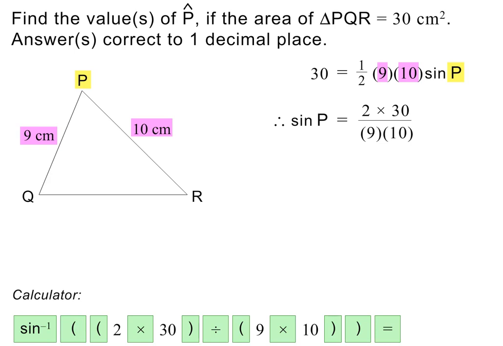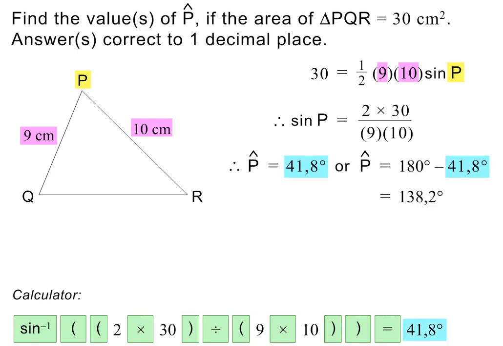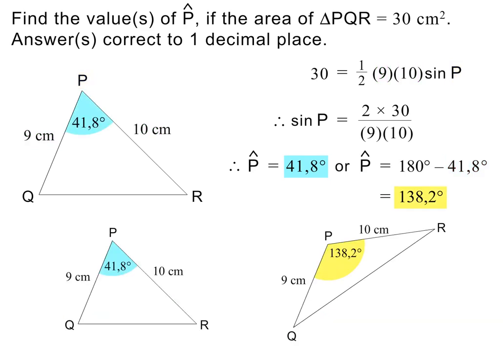Step 1 is to do the following on the calculator. Please take note of all the brackets I use. If you do not use these brackets, you will get an error message. Correct to one decimal place, the angle we want, or the reference angle, is 41,8 degrees. But what must you remember when solving a trig equation with sine? Yes, we always get two answers, the reference angle and 180 degrees minus the reference angle. Both answers are in fact correct because if we draw these two triangles, both will have an area of 30 square centimeters. Please pause to check my working.